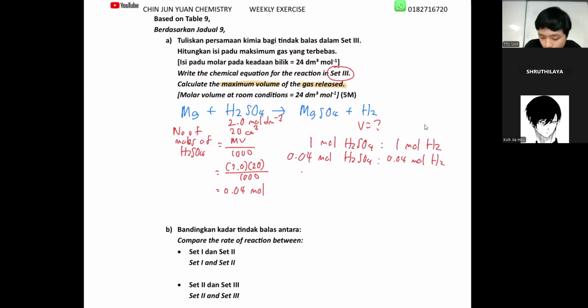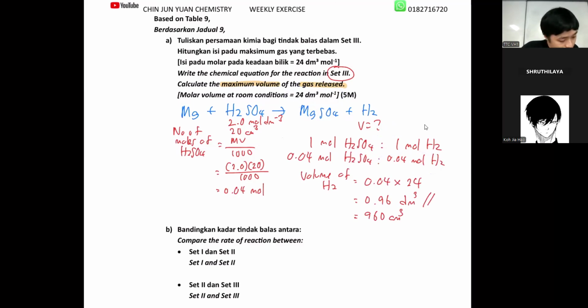Then the volume of H2 is the number of moles multiplied by the molar volume. So 0.04 multiplied by 24 gives 0.96 dm3, or the answer is also accepted as 960 cm3. Or you can keep it as dm3. Simple as that. Easy 5 marks.